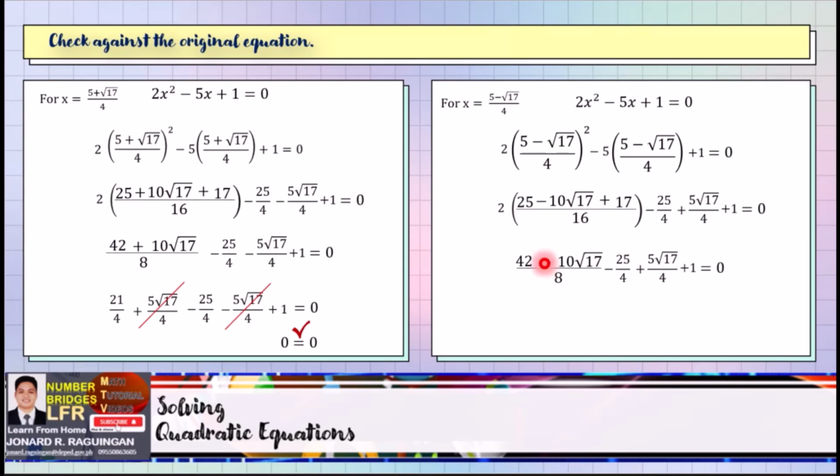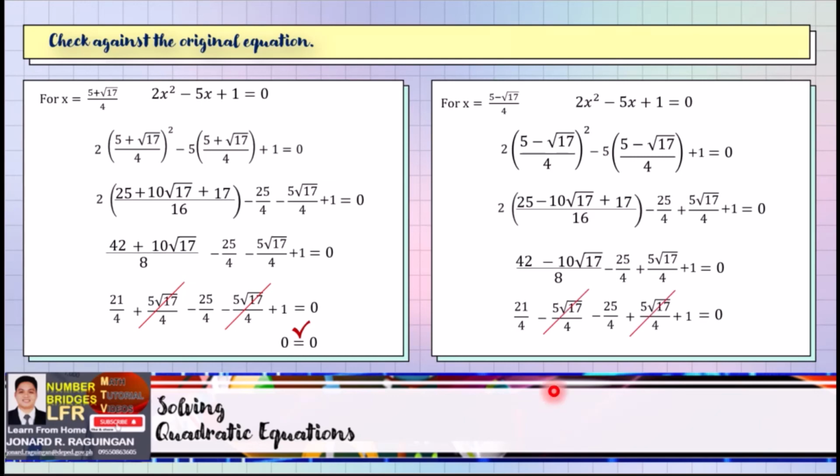Then simplify. Reduce 42 all over 8 into lowest term, that is equal to 21 all over 4, and reduce 10 square root of 17 all over 8, that is equal to negative 5 square root of 17 all over 4, minus 25 all over 4 plus 5 square root of 17 all over 4 plus 1 is equal to 0. We can cancel negative 5 square root of 17 all over 4 and 5 square root of 17 all over 4 because they are opposite, and that is equal to 0.